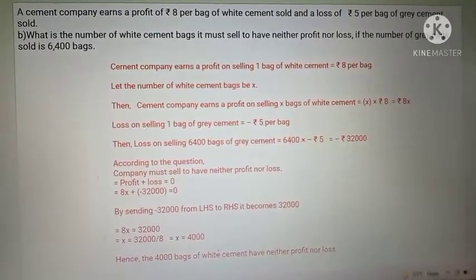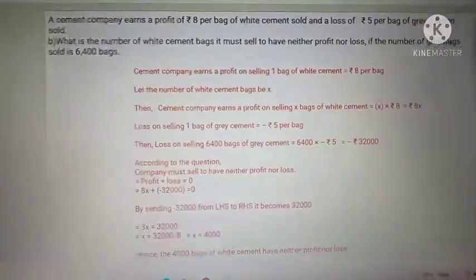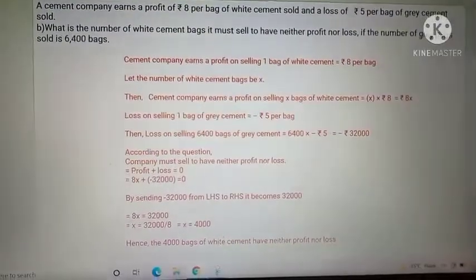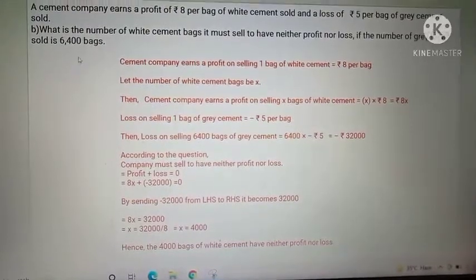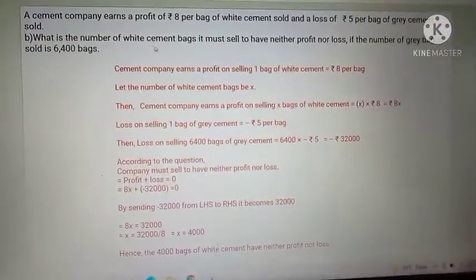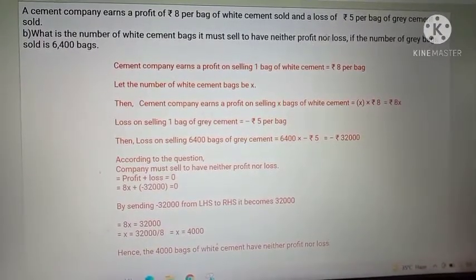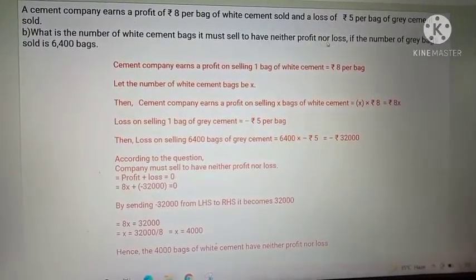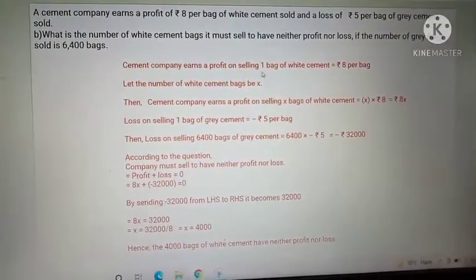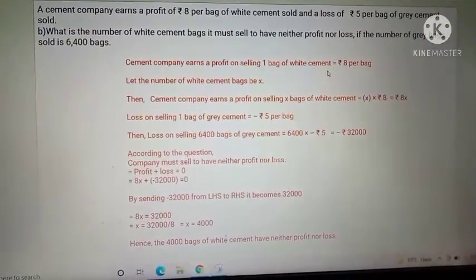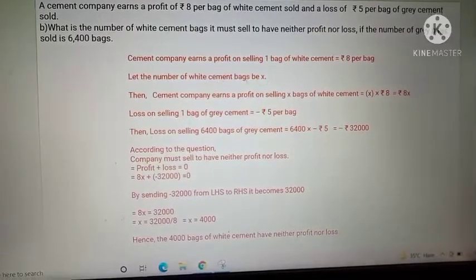Okay, so they sold grey bags. How many? 6,400 bags they sold. We have to find the number of white cement bags they must sell to have neither profit nor loss. No profit, no loss. Let's see. We already know the company earns a profit of rupees 8 per bag of white cement, and let the number of white cement bags be X.